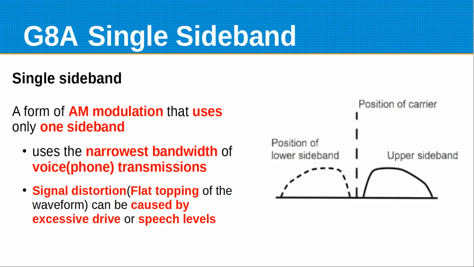Single sideband. It's a form of AM modulation that uses only one of the sidebands. For normal AM, you're going to get the carrier plus two sidebands. They're mirror images of one another. When we do single sideband, we get rid of a sideband and the carrier.